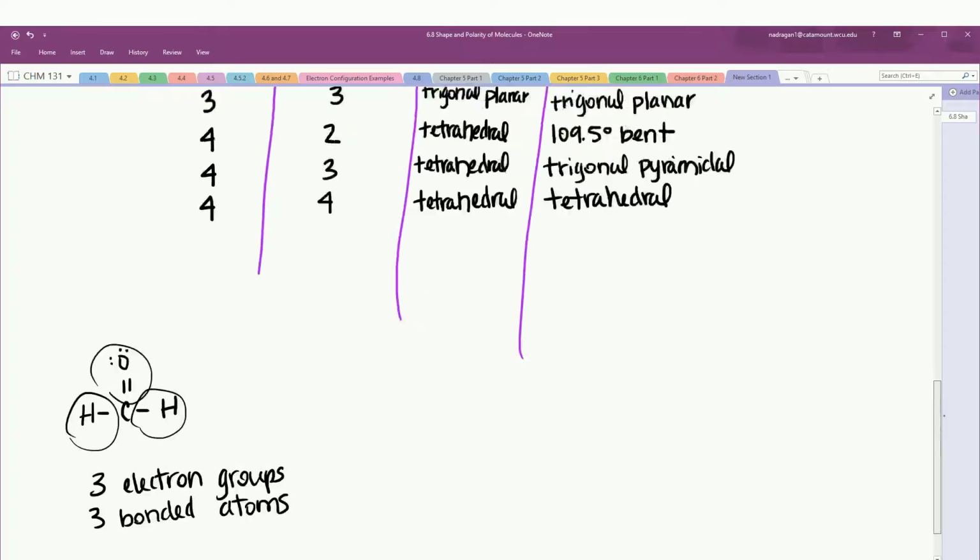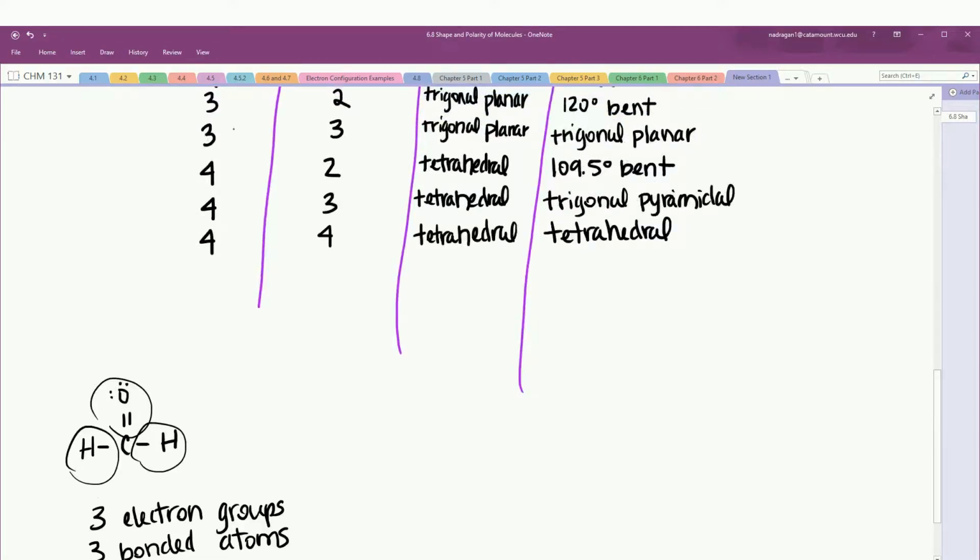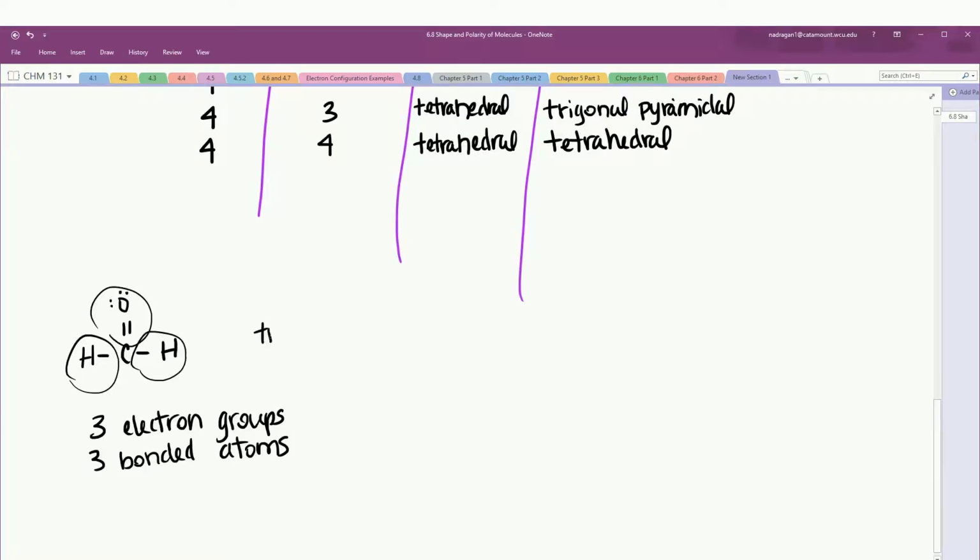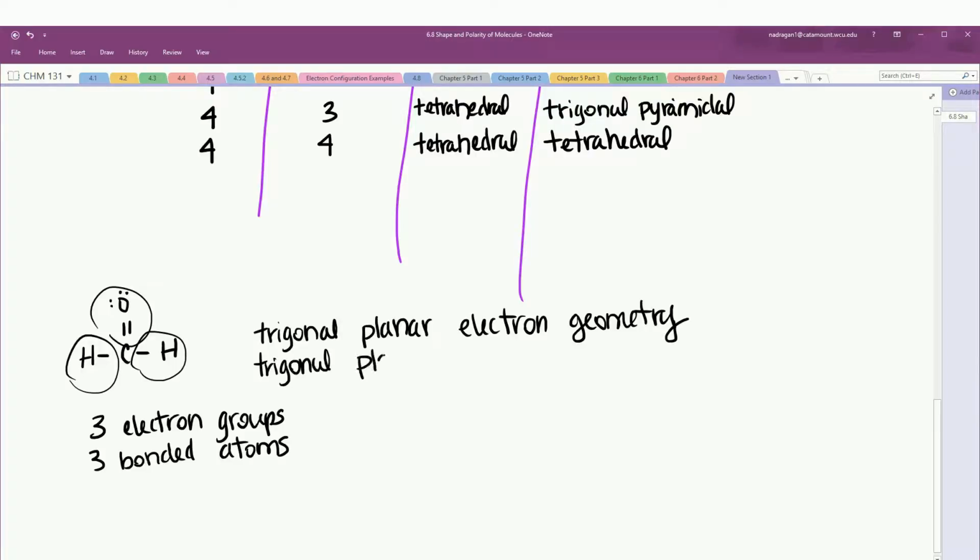So if we scroll back up, 3 electron groups and 3 bonded atoms, it has a trigonal planar electron geometry, and a trigonal planar molecular geometry.